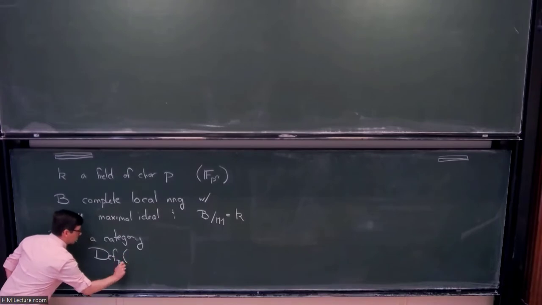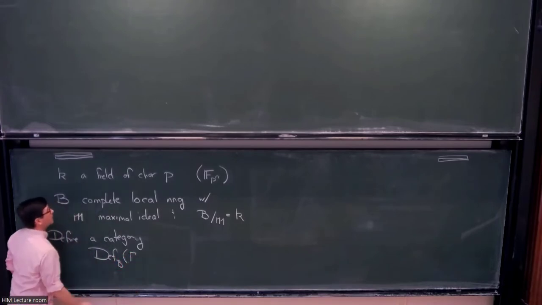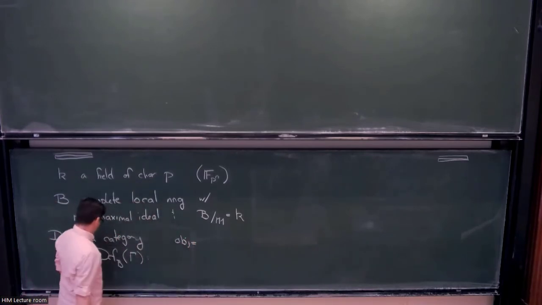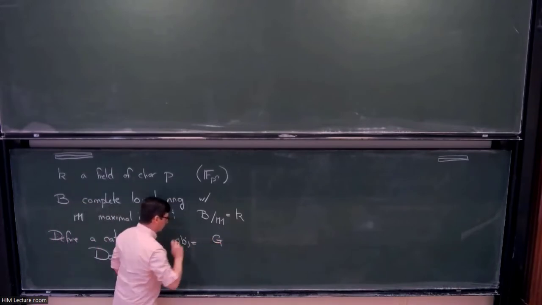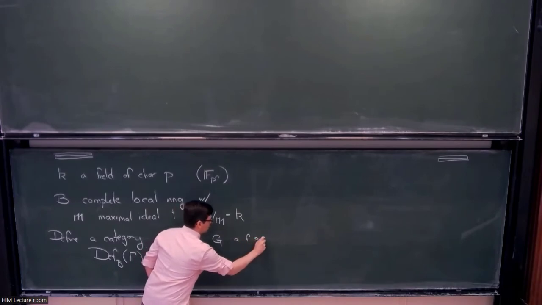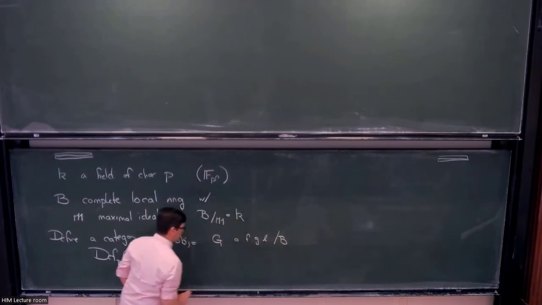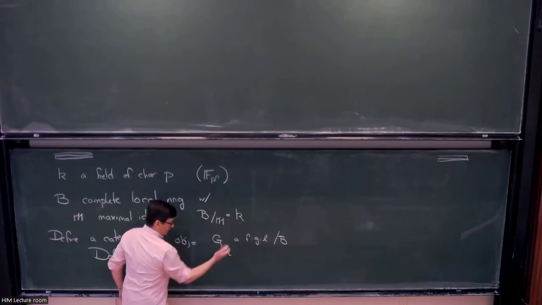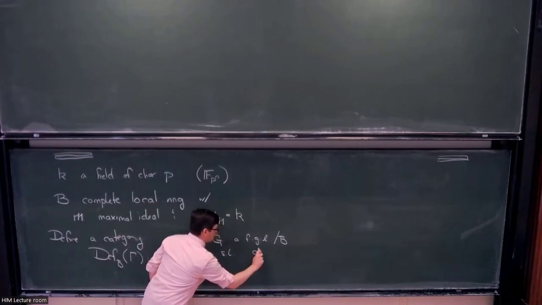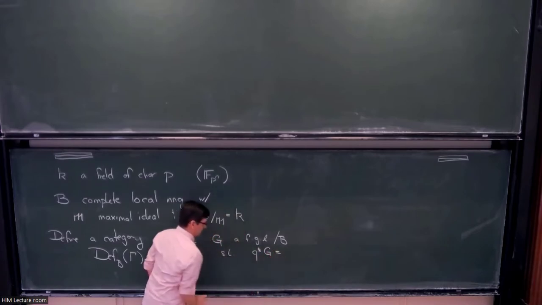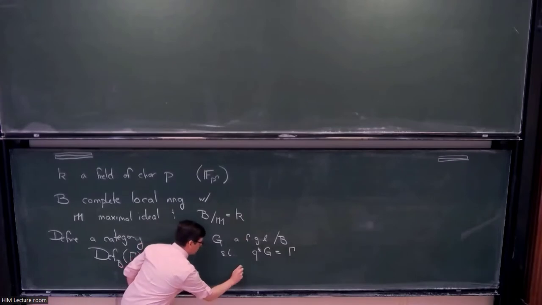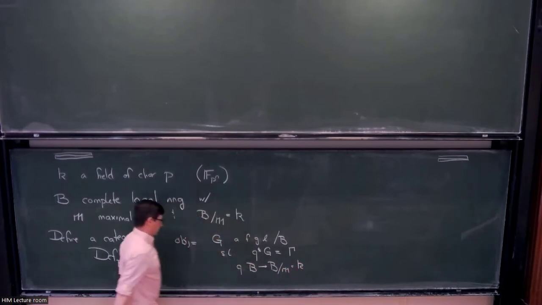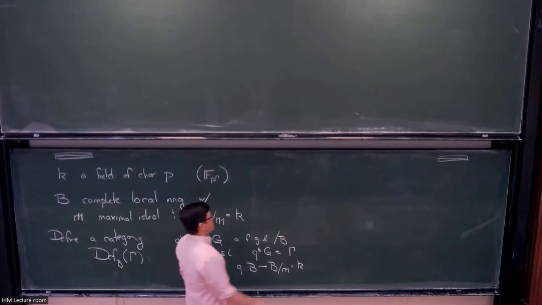Define Def_B of some formal group Gamma, which sits over K, by saying the objects are formal group laws G over B, such that when I restrict B to the fiber over K, so q_* G, I exactly get Gamma. And here my q took me from B down to B mod M, which was K. And then the morphisms in this category are going to form a groupoid.